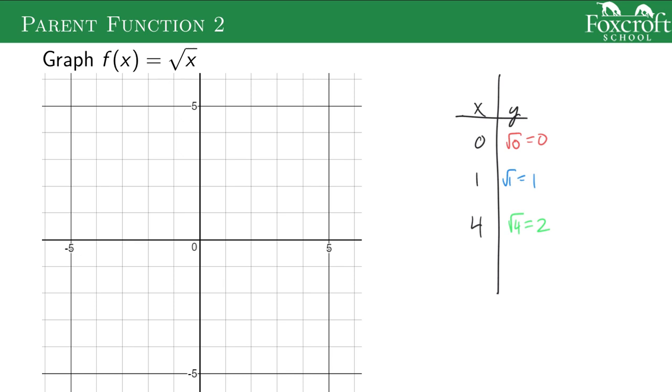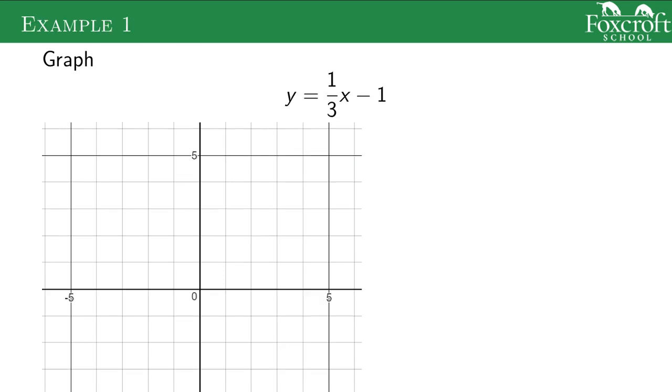All right, so (0, 0), (1, 1), (4, 2). And we get this kind of half curve going up like that. That's our square root parent function. And if I'm graphing a square root function, there's kind of 3 points I want to get right, and those give me the general idea of my square root function.